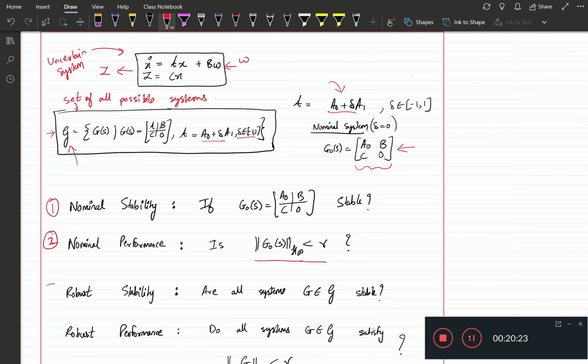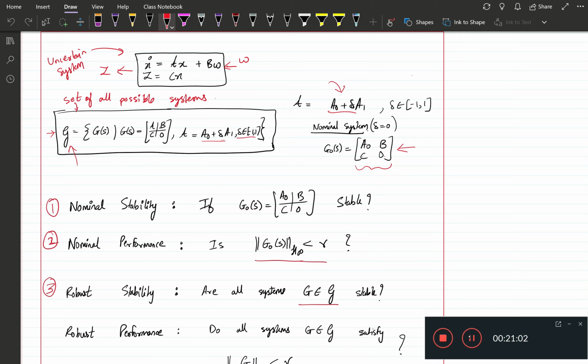The third question is robust stability, which asks whether all systems in G are stable, and that would be difficult to check, at least in a straightforward manner, because we have this set G, an infinite set, or in other words it's a continuous set, and we have to use the ideas that we just saw for autonomous systems in order to verify whether all systems here are stable.